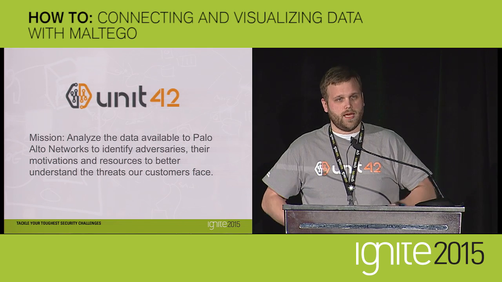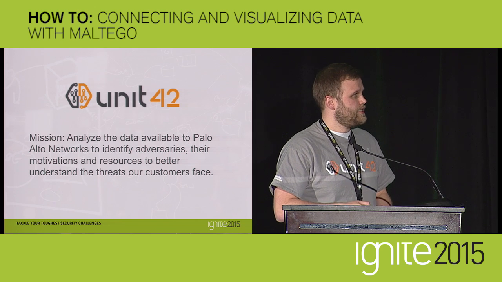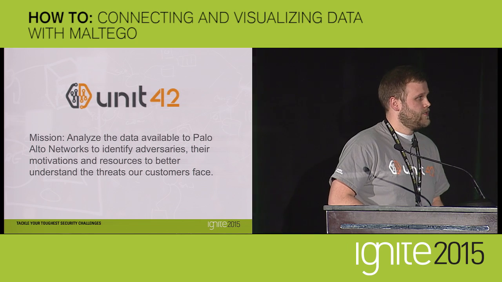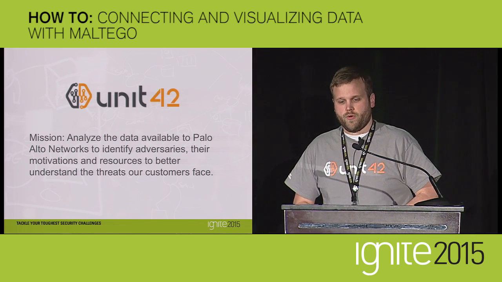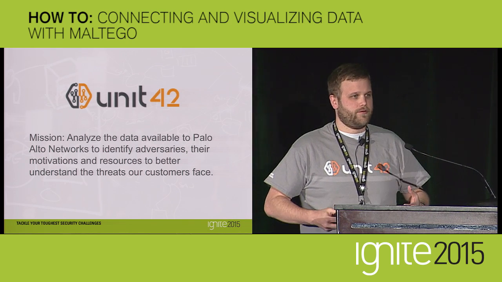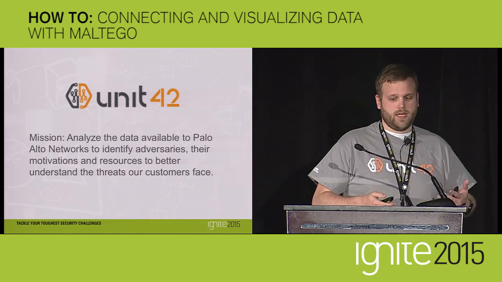For anyone who isn't yet familiar with Unit 42, this is our primary mission within the company. Analyze the data available to Palo Alto Networks to identify adversaries, their motivations, resources to better understand the threats our customers face. So that means we look at a lot of data. And we have to look at a lot of data from the perspective of trying to make connections between data and trying to understand sort of what the meaning of the data is.